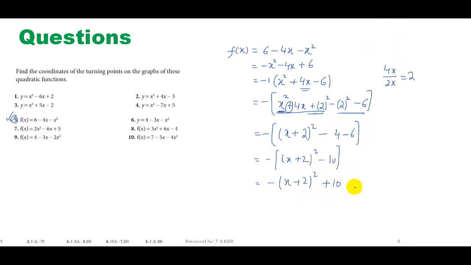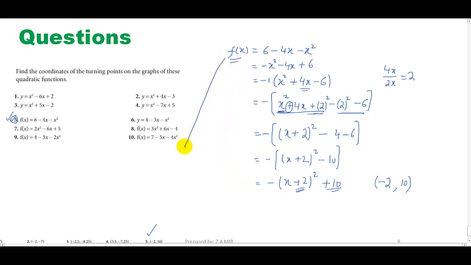Now to find the turning point, we always change the sign of this number. So it is minus 2 and we take this as it is, plus 10. So this is the turning point, minus 2 comma 10. So yes, the answer is correct. Okay, let's see using differentiation.